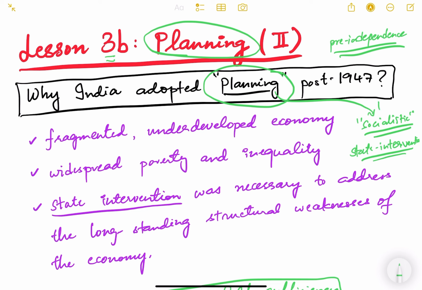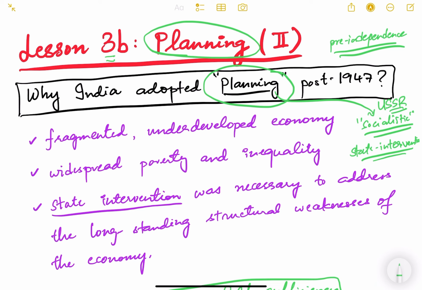And it was mostly influenced by the then USSR, the Union of Soviet Socialist Russia. So our leaders at that time were influenced by this philosophy, and hence we adopted planning post 1947 as a means to develop our economy.